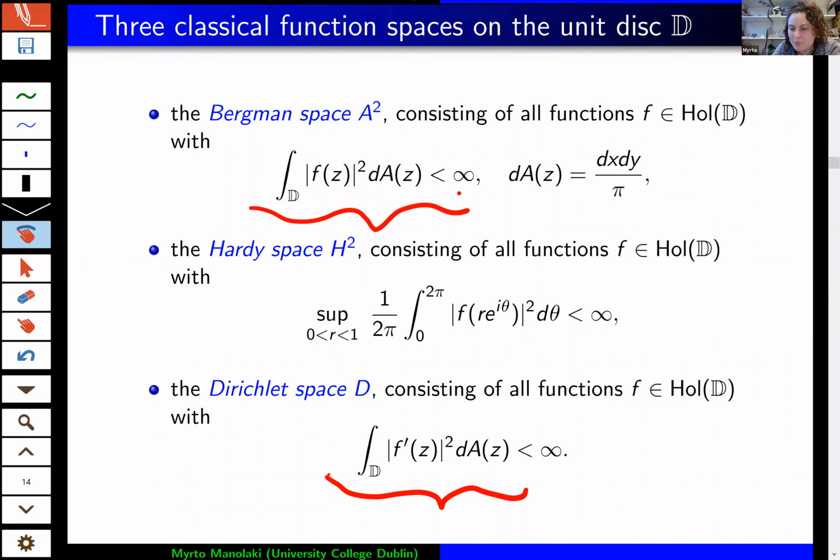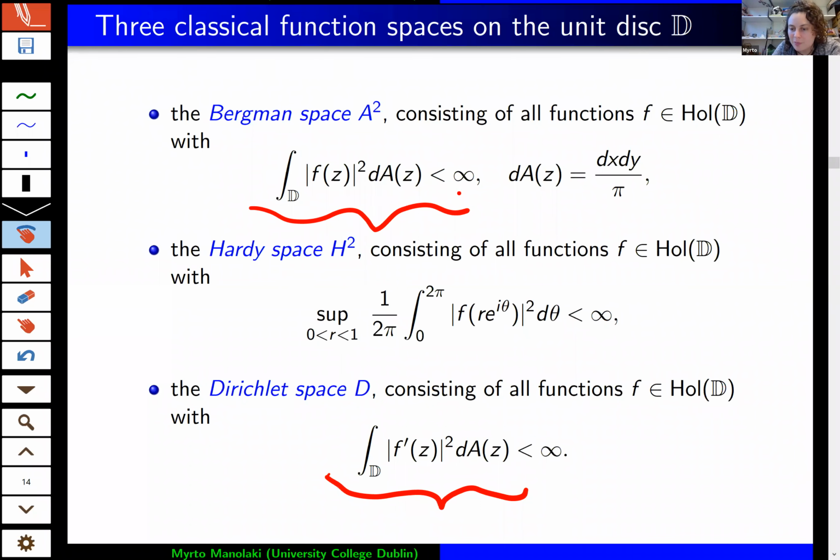So it's not hard to see that these spaces are nested, one is included in the other. So if you start with A2 of D, it is the largest, then H2, then D. So of course the question is what is in between? And that's the philosophy of the Dirichlet type spaces that we will see now. They belong to a broader family called Dirichlet type spaces, D alpha.